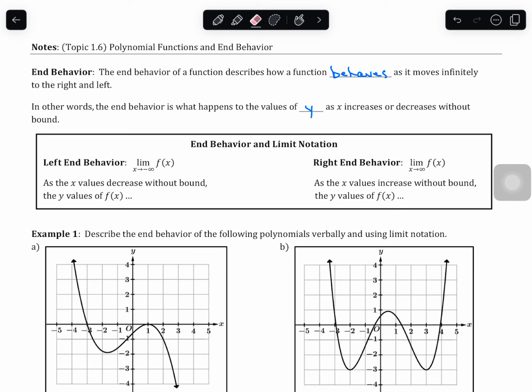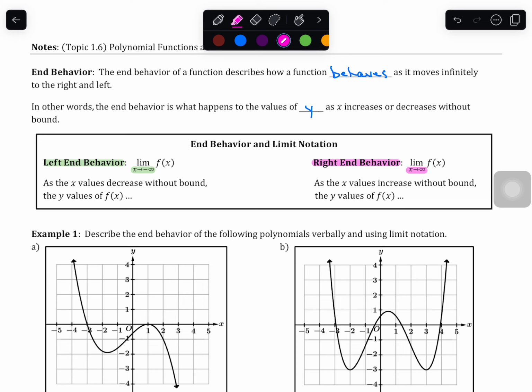Okay, so here in the middle, you'll notice we have our end behavior and limit notation. These you're going to want to know. You will be asked to write these on the AP test. It will at some point say write the left end behavior statement or write the right end behavior statement. And it's your job to know if you have to include that x is approaching negative infinity, or if x is approaching positive infinity. And the notation, all of it, is always going to be the exact same.